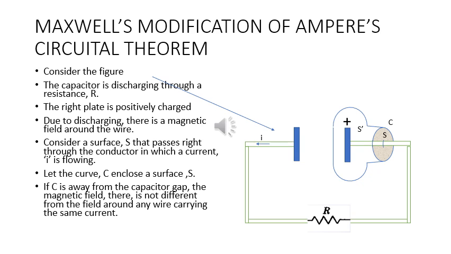Consider the figure on the right. The capacitor is discharging through a resistance R. The right plate is positively charged. Due to discharging, there is a magnetic field around the wire. Consider a surface that passes right through the conductor in which a current I is flowing. Let the curve C enclose a surface S. If C is away from the capacitor gap, the magnetic field there is not different from the field around any wire carrying the same current.